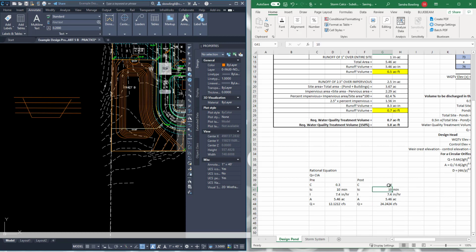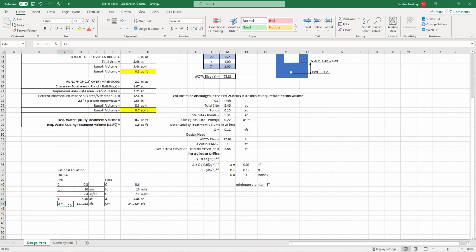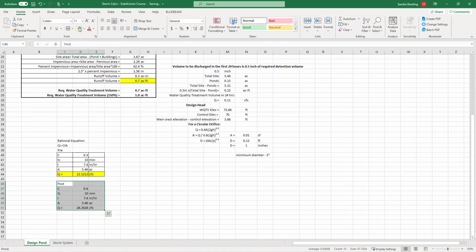Larger areas than about 20 or so acres, you definitely need to use the NRCS or the SCS method, but we'll accept this one for right now. So look at the difference. In pre-development, we have a runoff of 12 CFS. And then in post-development, like I said, I'm trying to keep these all nice and neat, we have double that.